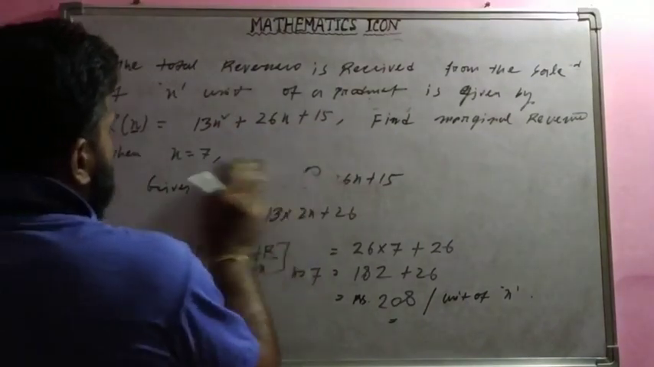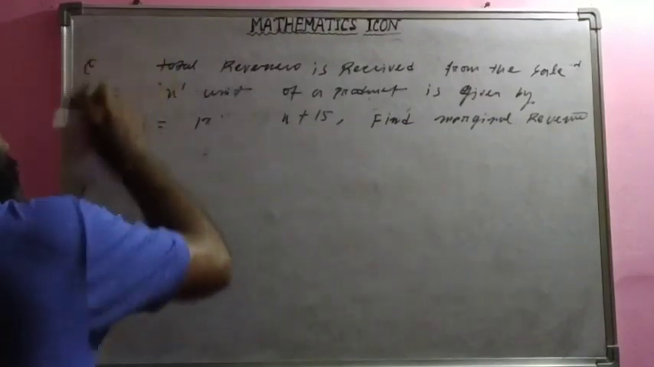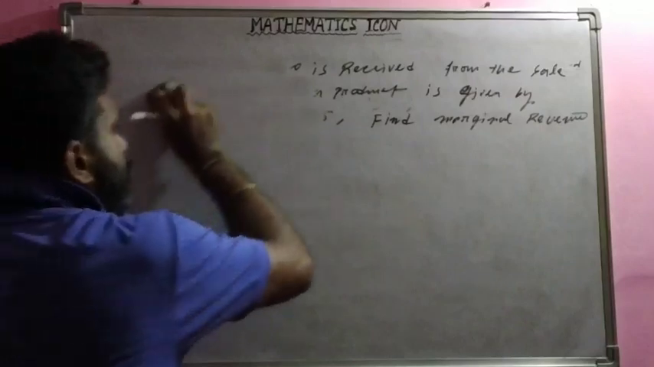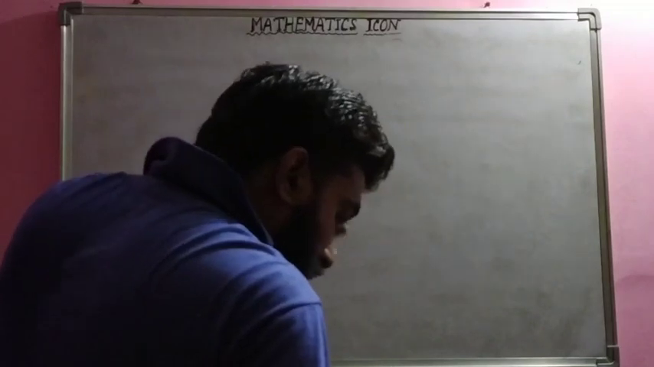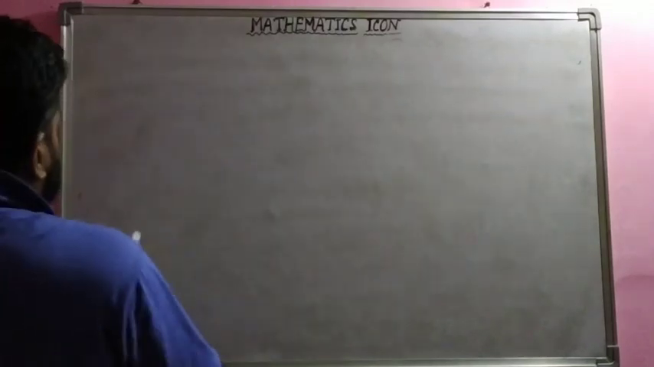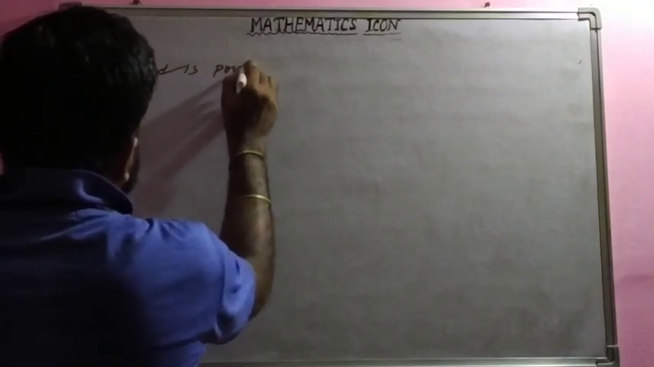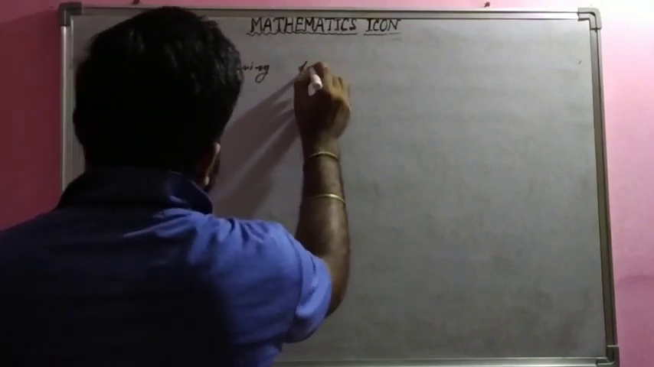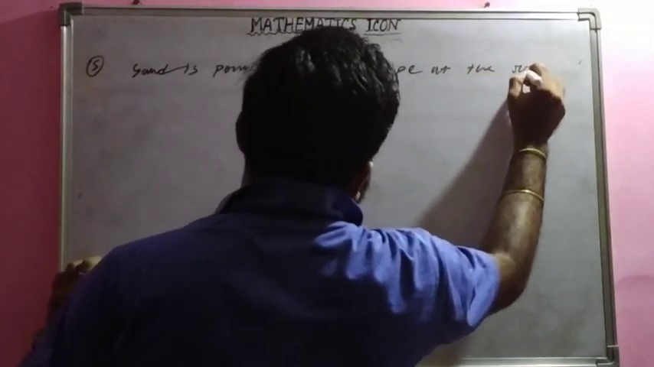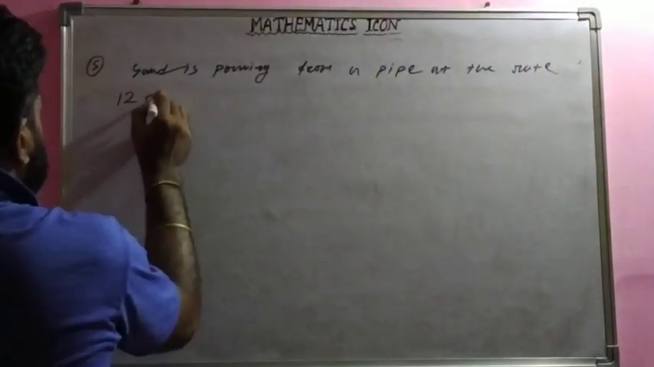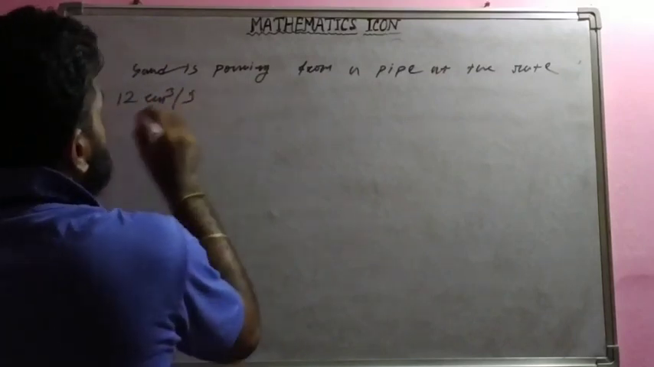Sand is pouring from a pipe at the rate of 12 centimeter cube per second.